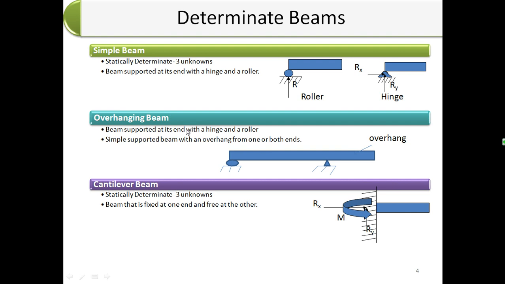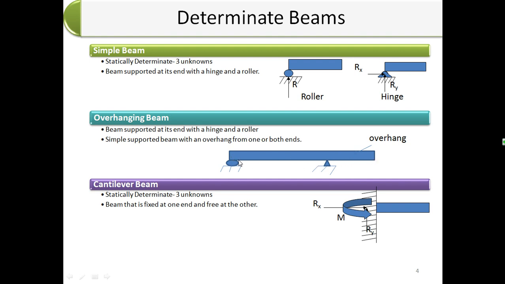Next we have seen the overhanging beams. An overhanging beam is a beam supported at its ends with a hinge at one end and a roller at the other end, and it has some projection after the support, which is known as overhang. This portion is hanging. You cannot call this portion a cantilever because this is not the fixed one. This is a hinge support. From the hinge support there is a beam extended, but there is no support at the free end of this. So we say this portion is an overhang.